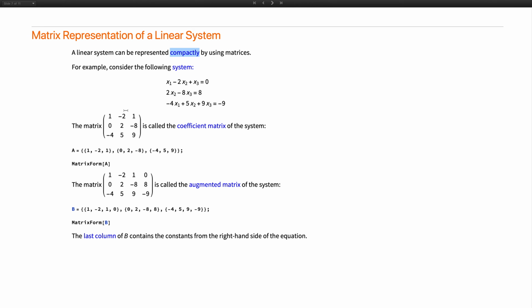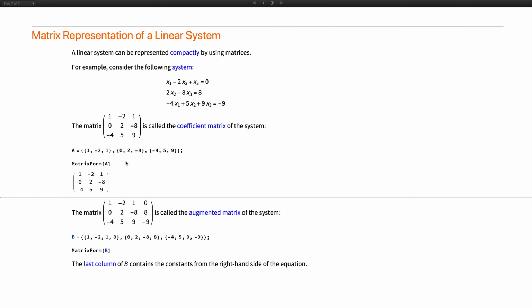So the first equation has coefficients 1, -2, 1. The second has 0, 2, and -8. The third one, -4, 5, and 9 on the left-hand side. So that's the matrix called the coefficient matrix of the system. Capital A is the coefficient matrix of the system. And of course, you can examine it, and you get back just the same matrix that's shown over here.